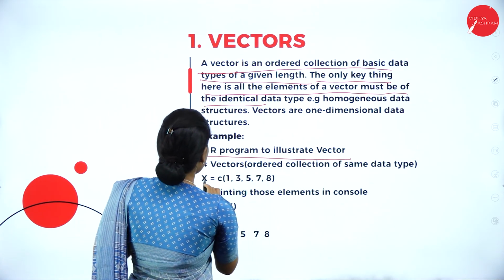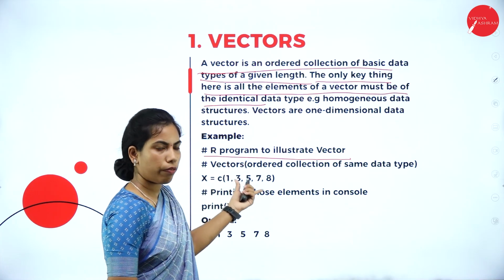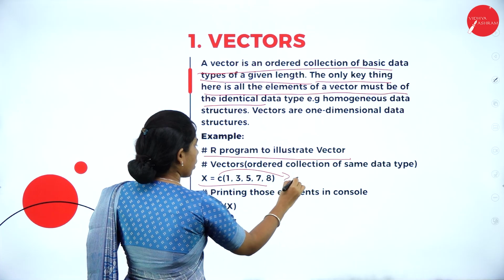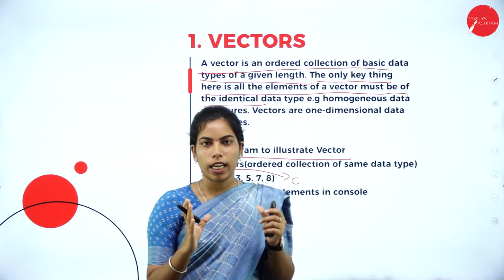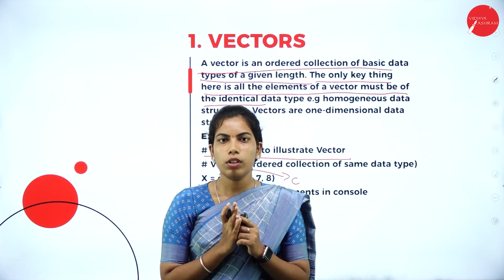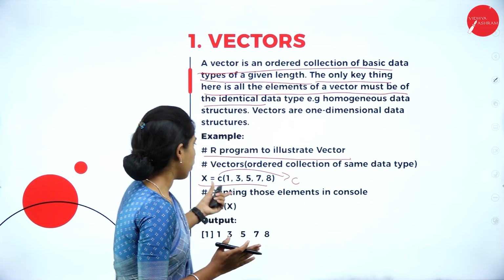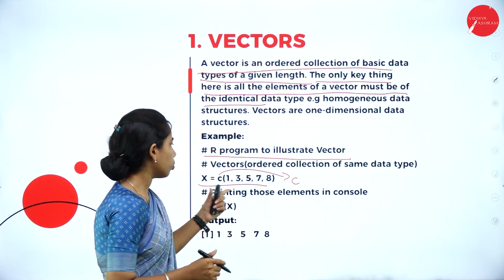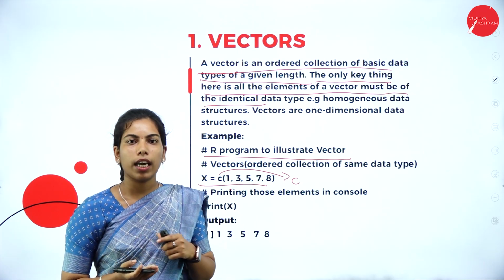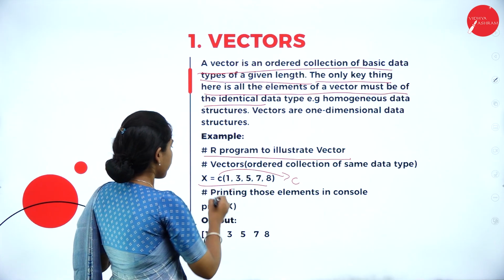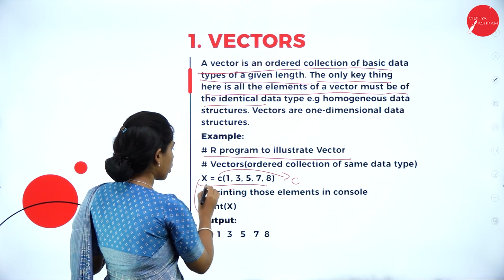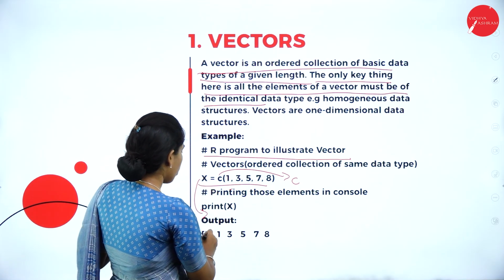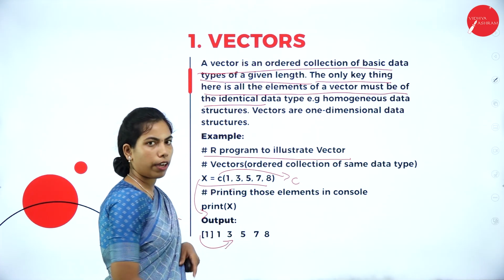Here you can see one example, the illustration of a vector in R. Why c here? Because we have to concatenate more than 2 elements into one single vector. So that's why we need c here. Without c, when you mention 1, 2, 3, 4, 5 within brackets, it will pop up with an error. So that's why we use c. After printing, this x variable contains a numerical vector. So the output will be 1, 3, 5, 7, 8.